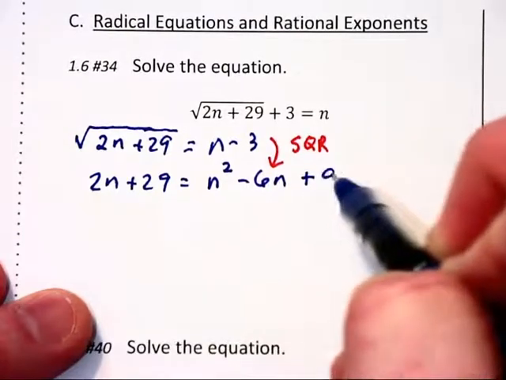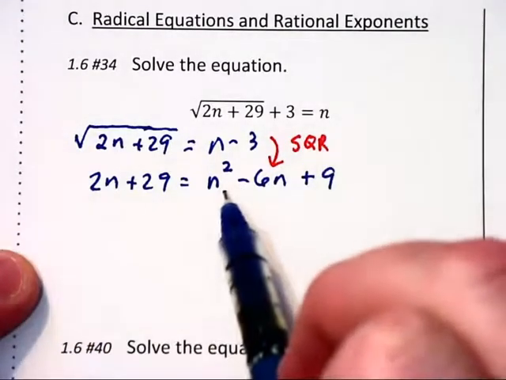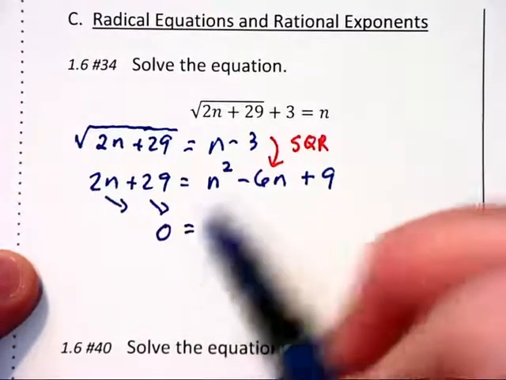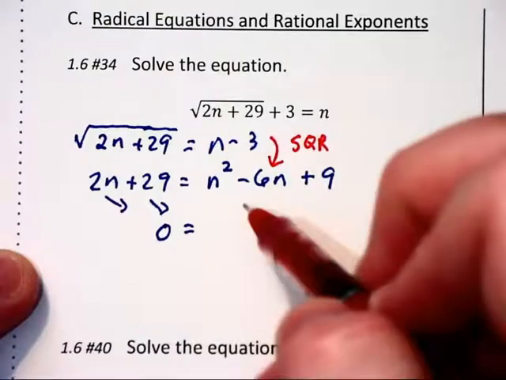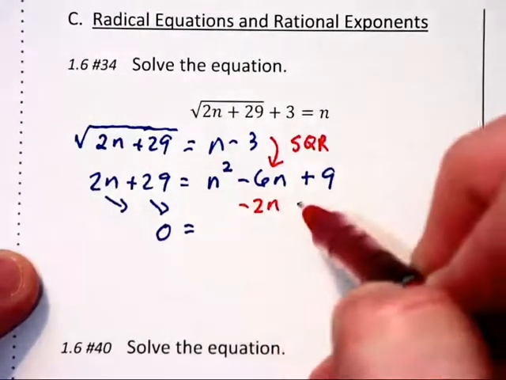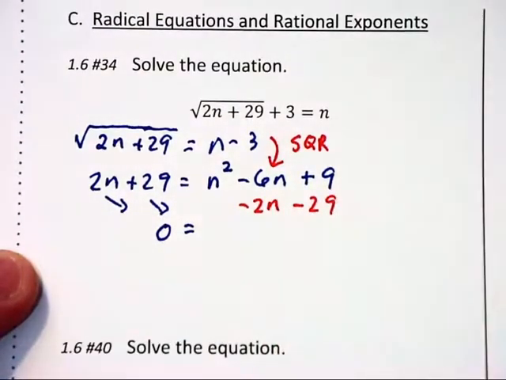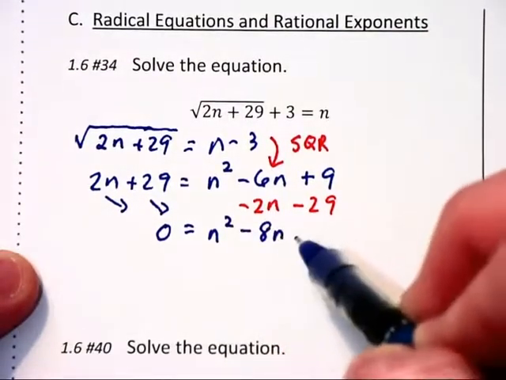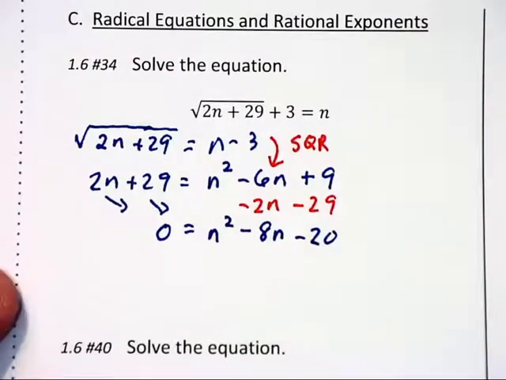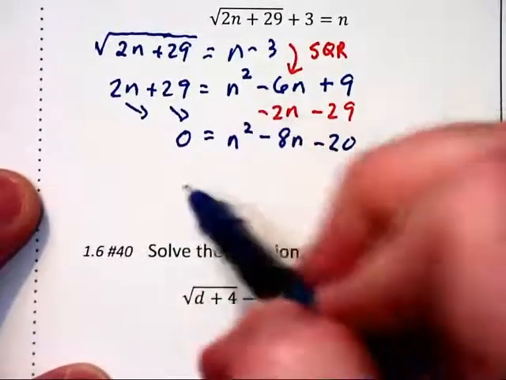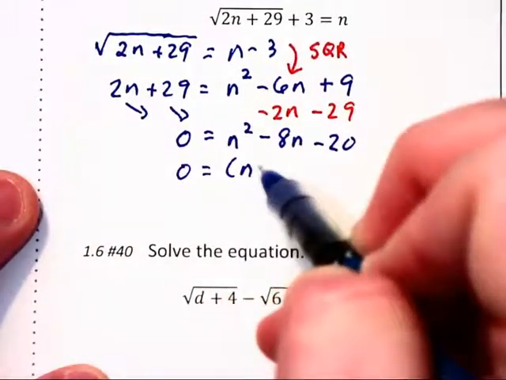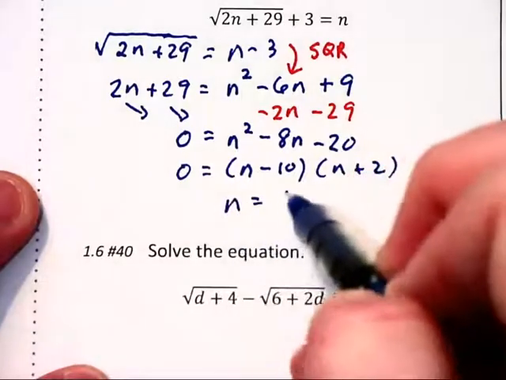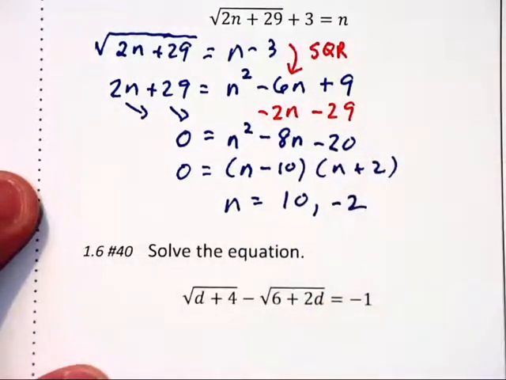This is a quadratic equation in n, and we want to set it equal to 0. So I'm going to bring the terms from the left over to the right, and that means I need to subtract 2n and subtract 29 on each side. We now have n squared minus 8n minus 20 on the right-hand side of the equation. This will factor into n minus 10 times n plus 2, and n appears to equal 10 or negative 2.